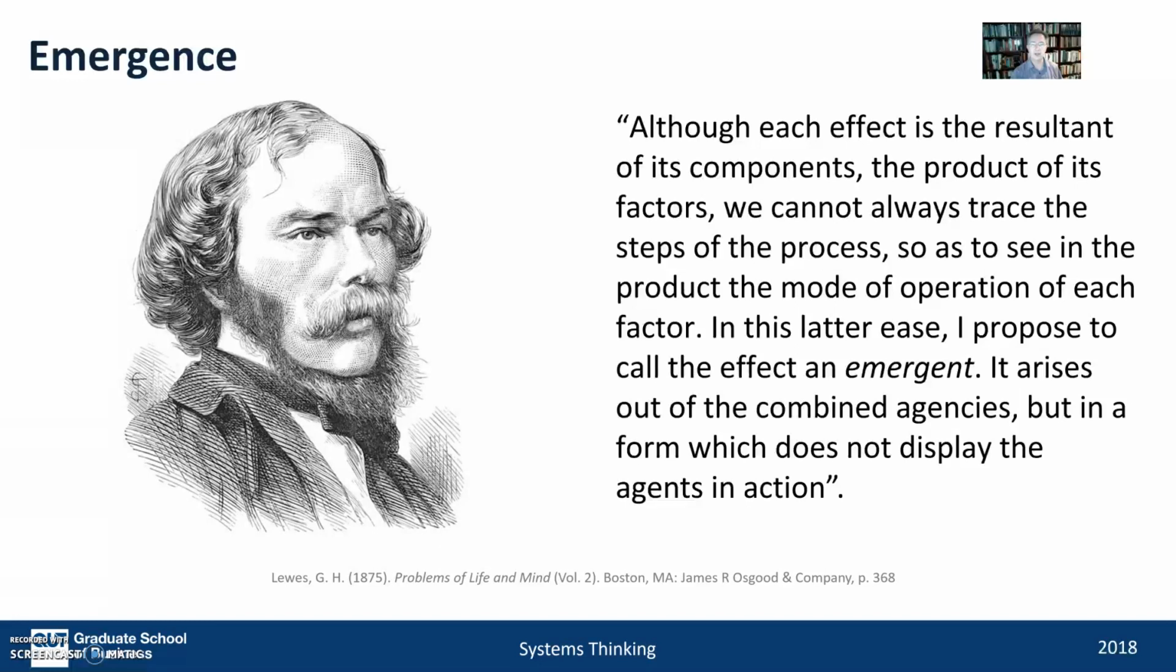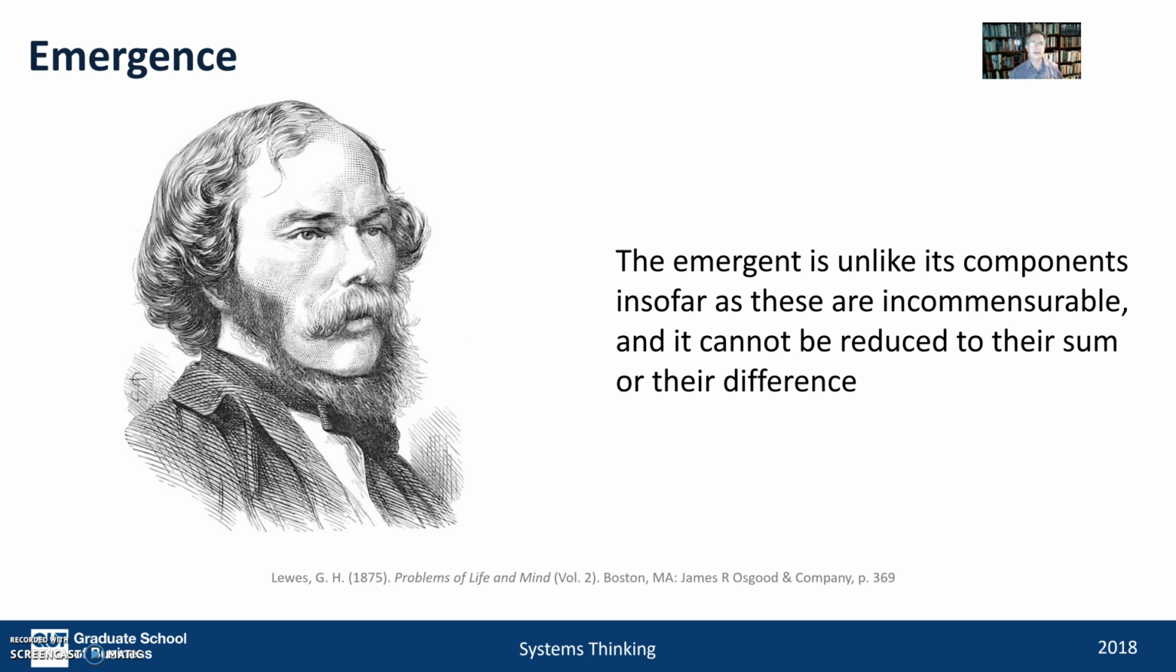Now, George Lewes, in contrast to the idea of a resultant, developed the idea of an emergent. And he's quoted as saying in his book, Problems of Life and Mind, although each effect is the resultant of its components, the product of its factors, we cannot always trace the steps of the process, so as to see in the product the mode of operation of each factor. In this later case, I propose to call the effect emergence. It arises out of the combined agencies, but in a form which does not display the agents in action. Clearly, what he's trying to say there is that emergence is unlike its components insofar as they're incommensurable. In other words, an emergent phenomenon cannot be reduced to the sum or to the differences of its preceding factors.